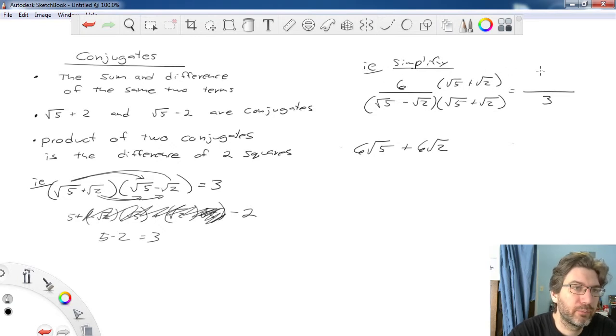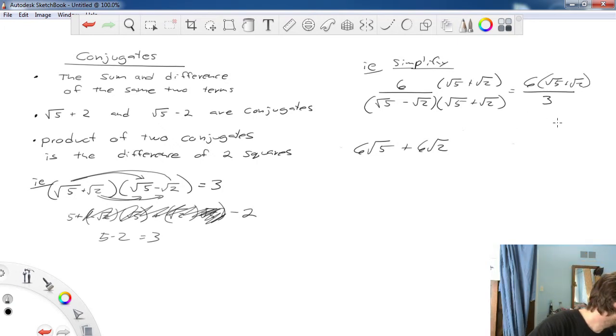I'm going to look to see how the book does it, because you have the option. You probably could just leave it as 6 times the square root of 5 plus the square root of 2, or you could actually distribute that out. I'm going to see what the book actually tells me what we should do here. If the book actually tells me this one.